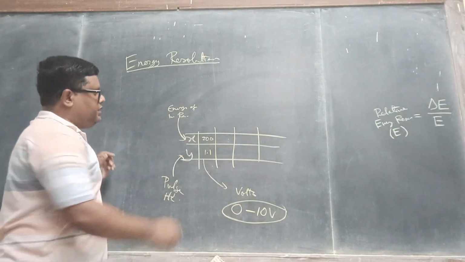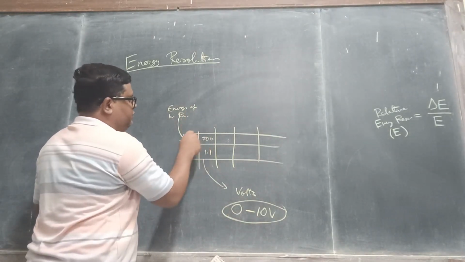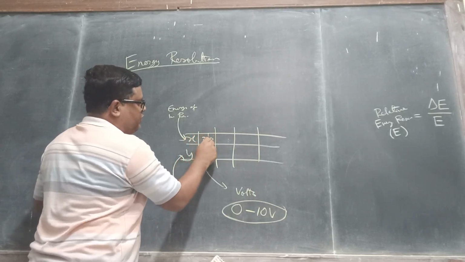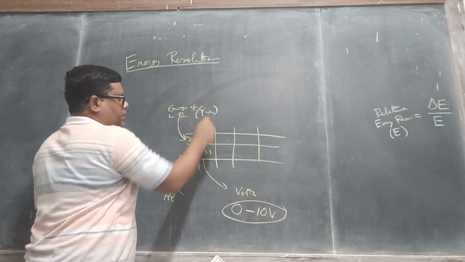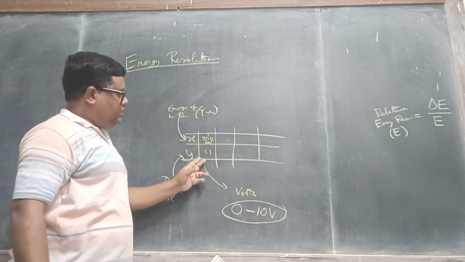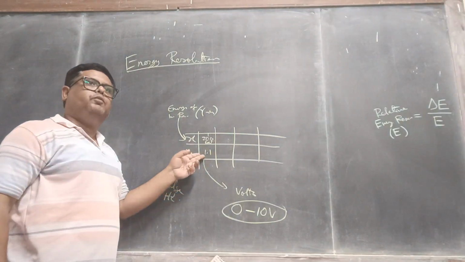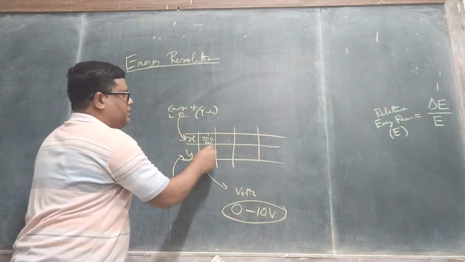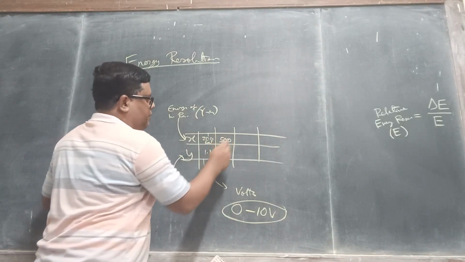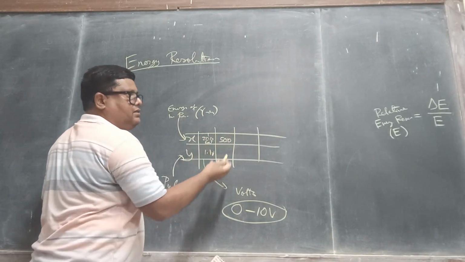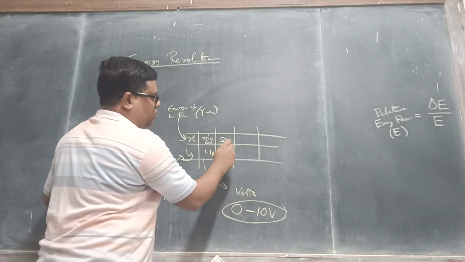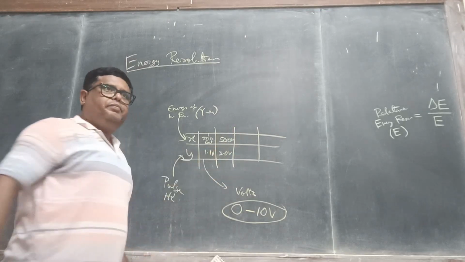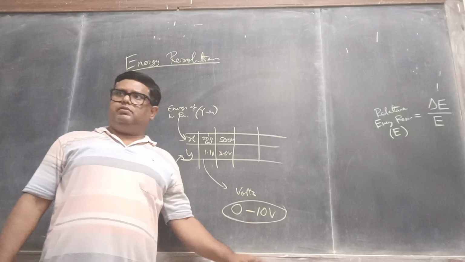So at, say, 200 keV, say I am talking about gamma rays, the signal is around, peak height is 1.1 volts. Say at 500 keV, the pulse height is around 3.0 volt, and so on. Now let me ask you a basic question.